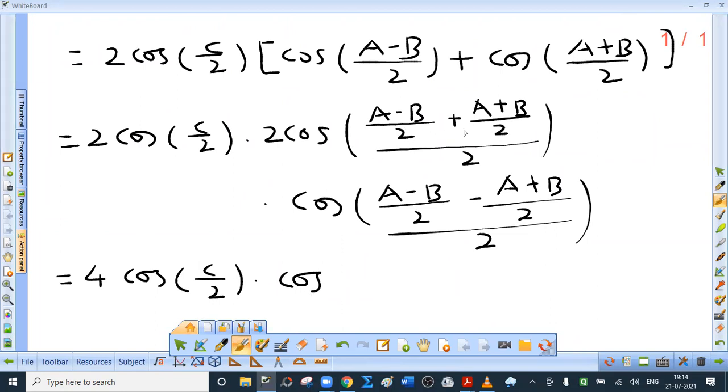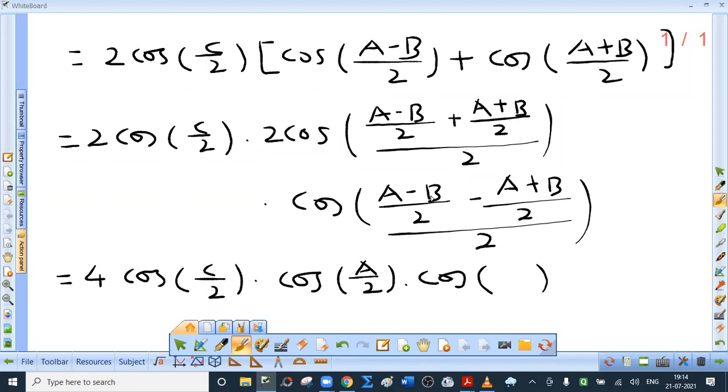See, LCM 2. So, A minus B plus A plus B. So, 2A upon 2 is A, but upon 2 is there. So, cos A by 2. Or you should know that we need this only to get the required answer. What about the second term?